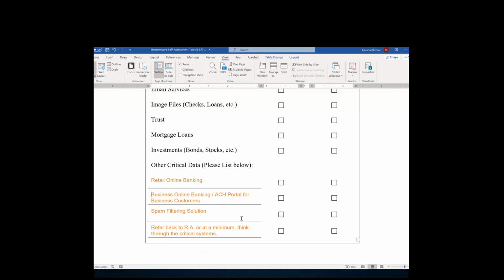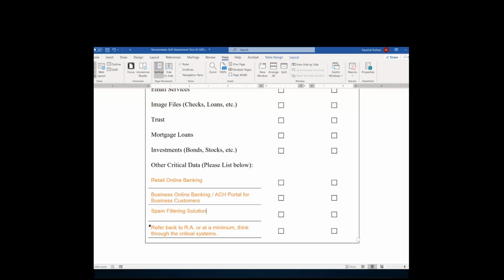So for example, if you're hosted on premise for your email services, if you have an Exchange server, but you're using Zix spam filtering, all of your email is technically going out through Zix and coming back in through Zix. And so you'll want to list them as a critical application.